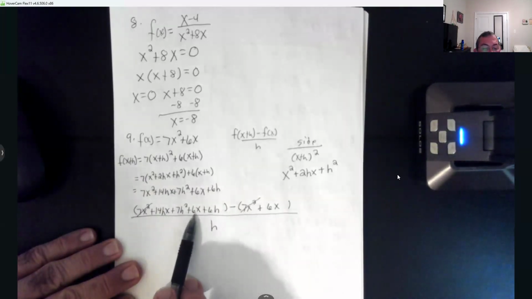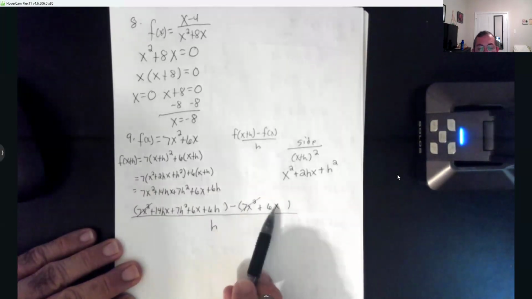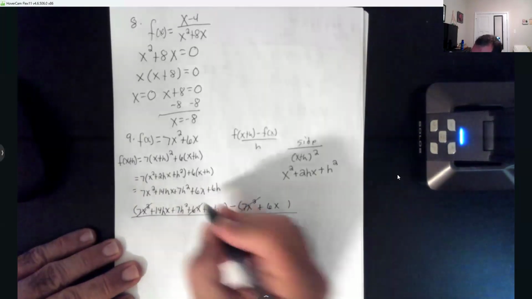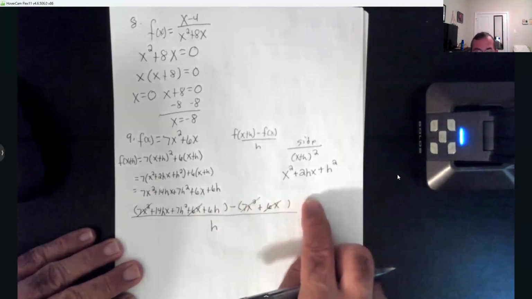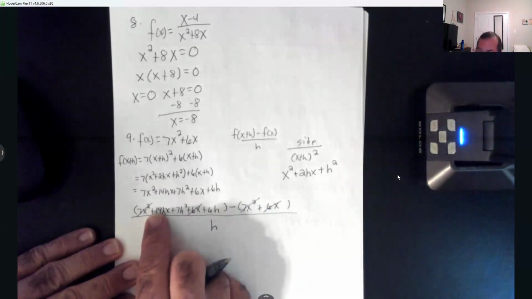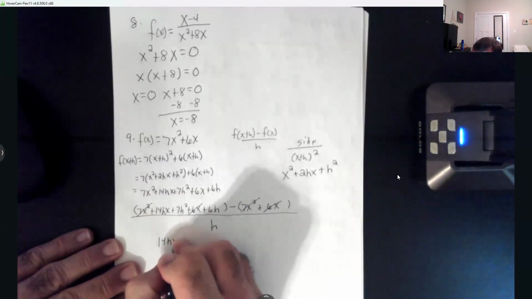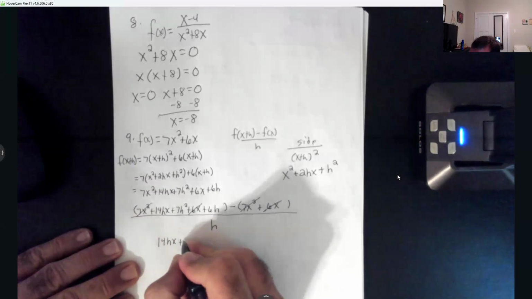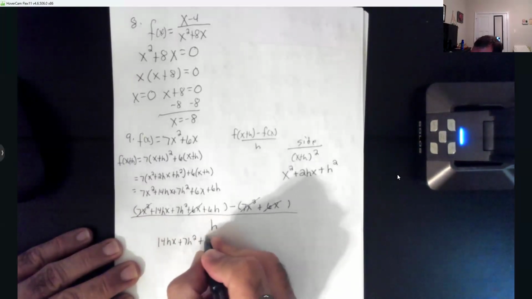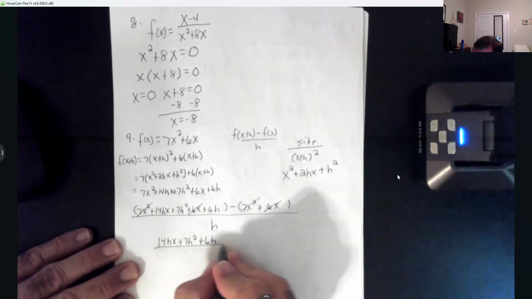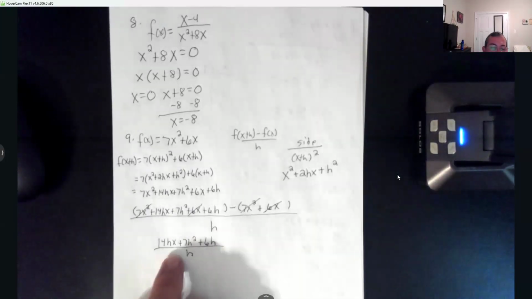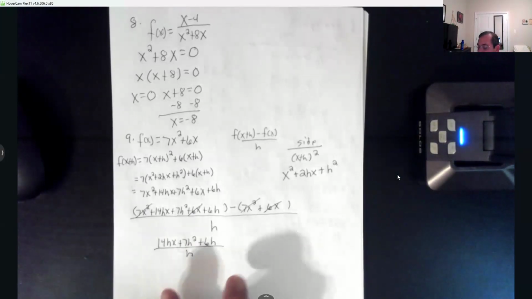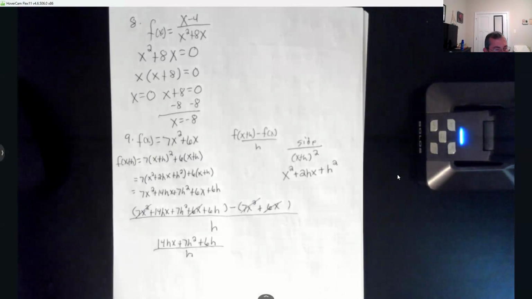What else doesn't have an h? Oh, the 6x. It doesn't have an h. So the 6x and the negative 6x are going to cancel out. So remember, the second parentheses always cancels out, okay? So now we got a 14hx plus a 7h squared plus a 6h, all over h. So y'all, here's what I want. I want to see if y'all can still remember how to simplify this. So y'all tell me my final answer.